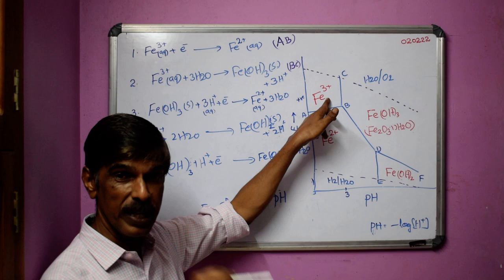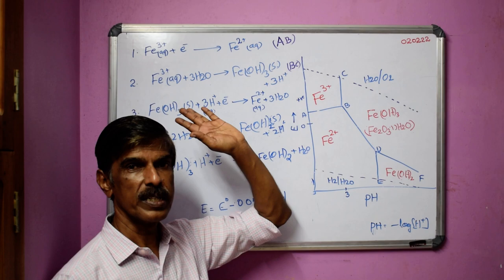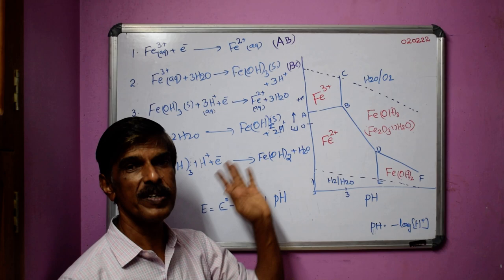than 3. Such conditions are not usually found in natural waters, and if it is oxidizing, it will be present as a solid hydrated ferric oxide. And if it is reducing, it will be present as Fe2+ ions in water.